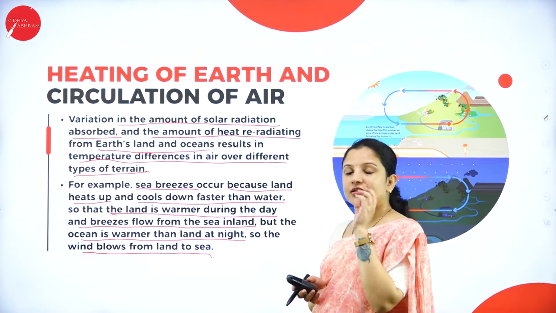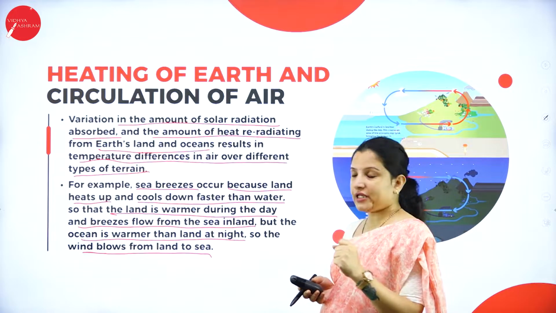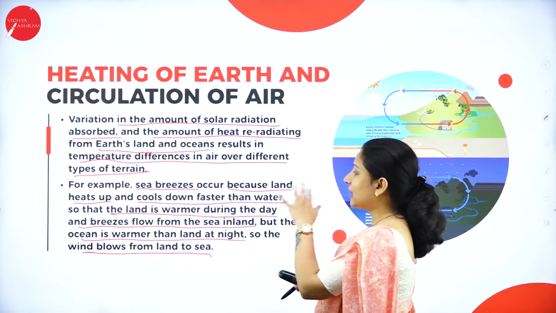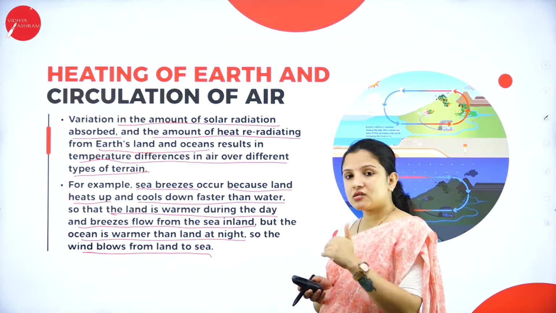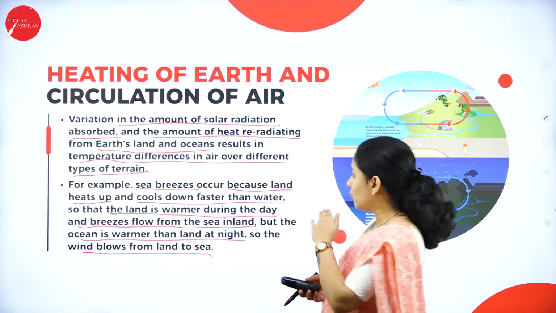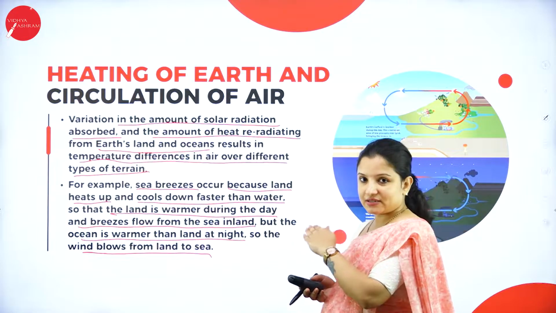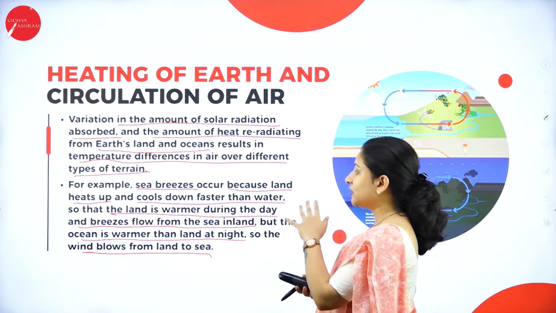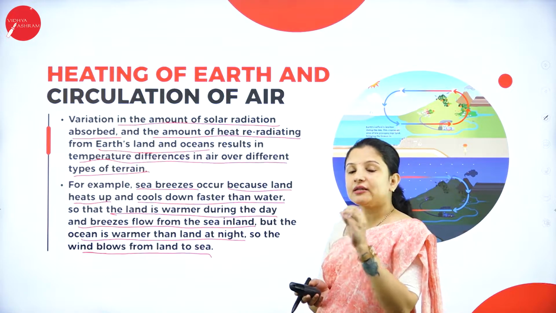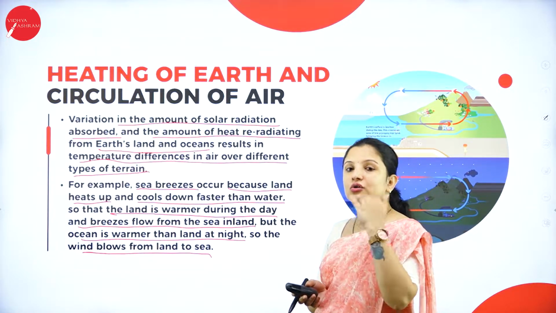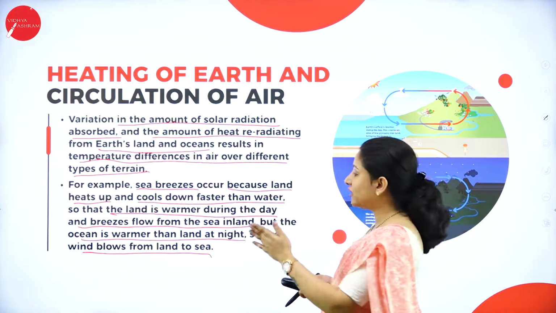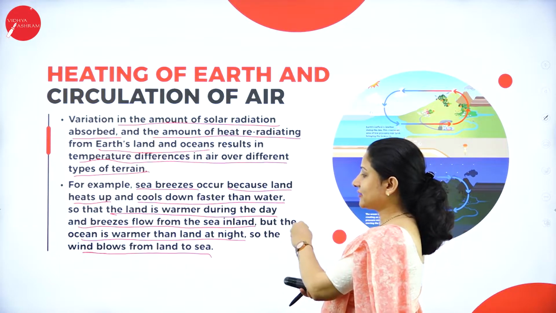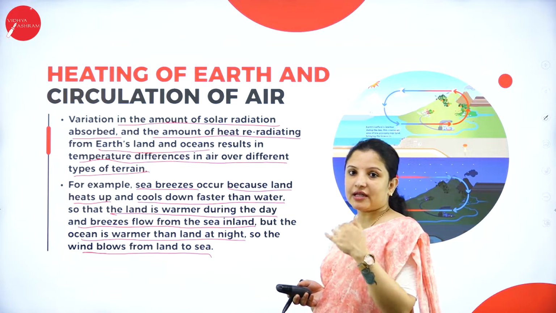or the seas, when it absorbs an amount of heat, what happens? That heat will actually heat up the land, but in turn it will cool down the water sources, that is, it will cool down the sea. So therefore during the day the land will be warmer and during the night the seas are warmer when compared to that of land, because usually the wind actually blows from the land to the sea.